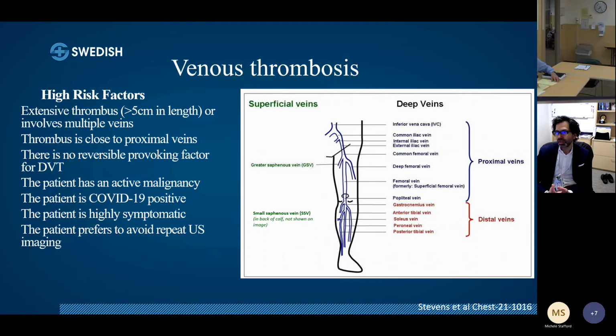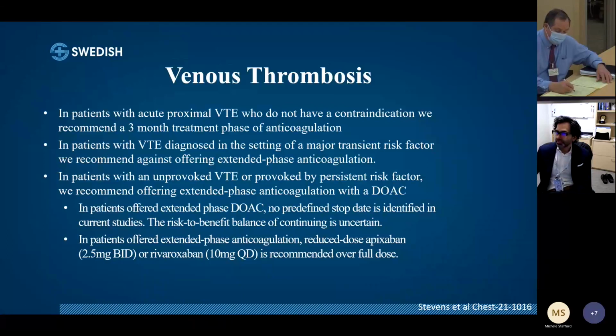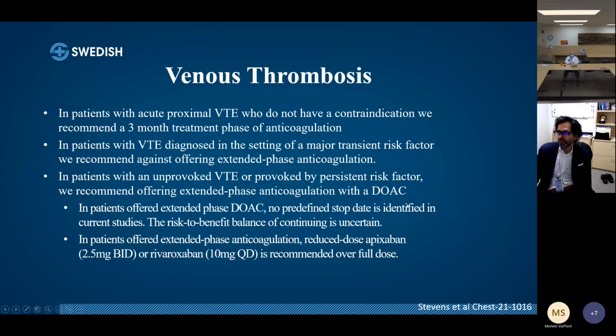If they're highly symptomatic or they don't want to have repeat ultrasound imaging, you can anticoagulate them, and you're basically treating them as a proximal DVT for 3 months, usually with a DOAC. If you have a proximal DVT, if you don't have a contraindication, they recommend 3 months of anticoagulation. Again, CHEST guidelines. If you have a major transient risk factor, they think 3 months is adequate. You don't need to extend. If you have an unprovoked DVT or you have a persistent risk factor, consider an extended phase with your DOAC.